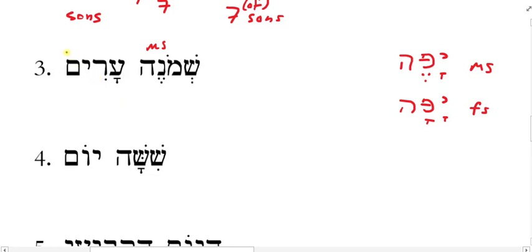Look at arim. That looks masculine plural, doesn't it? Is it? What is the lexical form of arim? It's the word ir, city, and is city masculine or feminine? It's feminine. It looks masculine in the singular and the plural, but it is in fact a feminine noun. So my analysis here is just slightly off. Okay, it's got to be feminine, plural, arim.